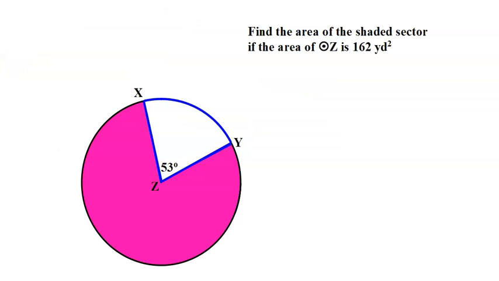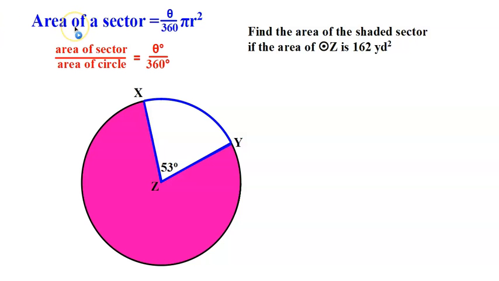All right, let's do one more example. Find the area of the shaded sector if the area of circle Z is 162 square yards. Let's get our two formulas up there. Which one are we going to use this time? We don't have the radius, so we can't use this one. But we do have the area of the circle, so we're going to use a proportion. Let's fill this in.